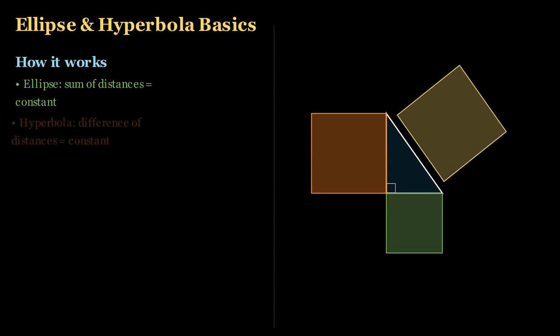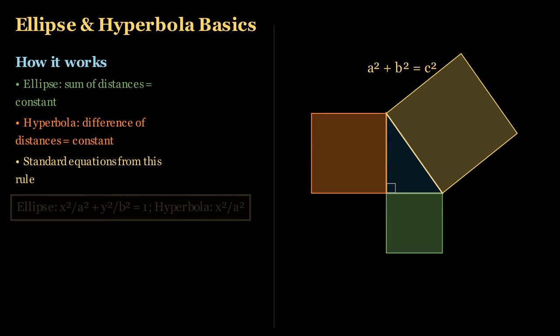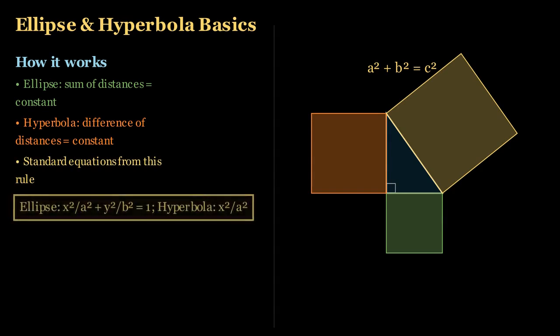For a hyperbola, the rule flips, the difference of the distances to the two foci is constant. It is like a sonic boom, a point on the curve is always a fixed amount further from one focus than the other. From these distance rules, we can derive the standard equations. For an ellipse centered at the origin, with its widest span a along the x-axis and tallest span b along the y-axis, the equation is x squared over a squared plus y squared over b squared equals 1.